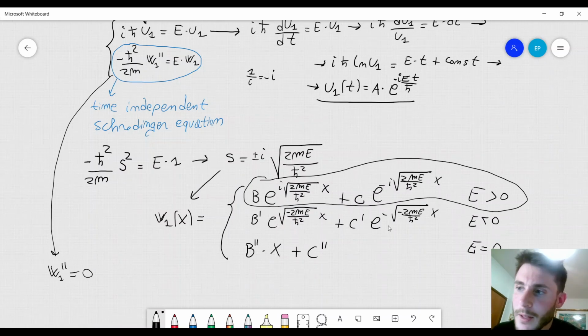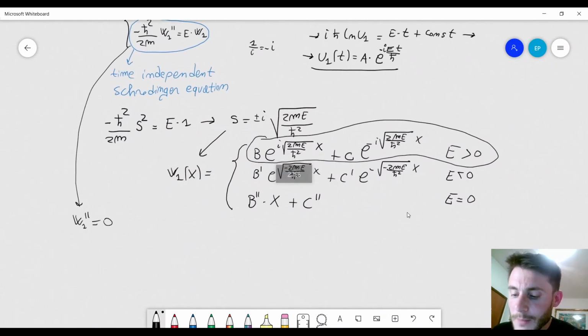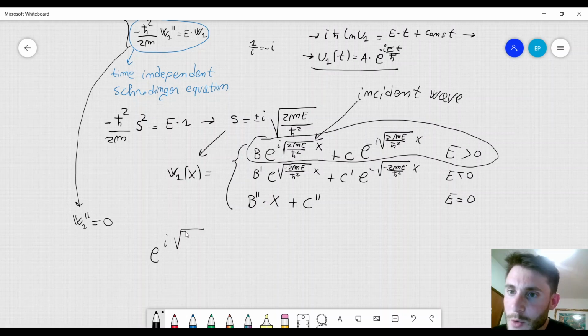In particular, these terms, this one here and this one, represent some waves, okay? And these waves are the propagation of the particle. When we consider the motion of the particle, for example, we will consider a particle that from the left is approaching the barrier. And in particular, the incident wave is this one here. This is the incident wave. Why is it the incident wave? Well, because we have e to the i square root of 2mE over h bar squared times x.